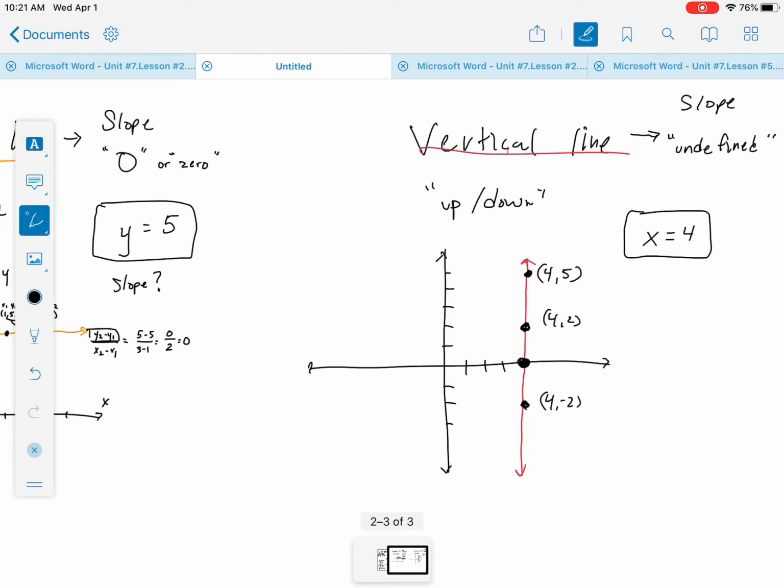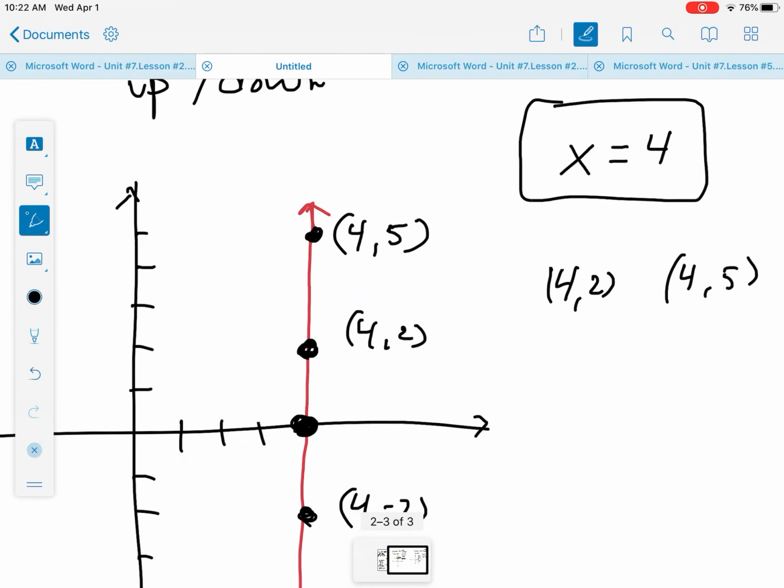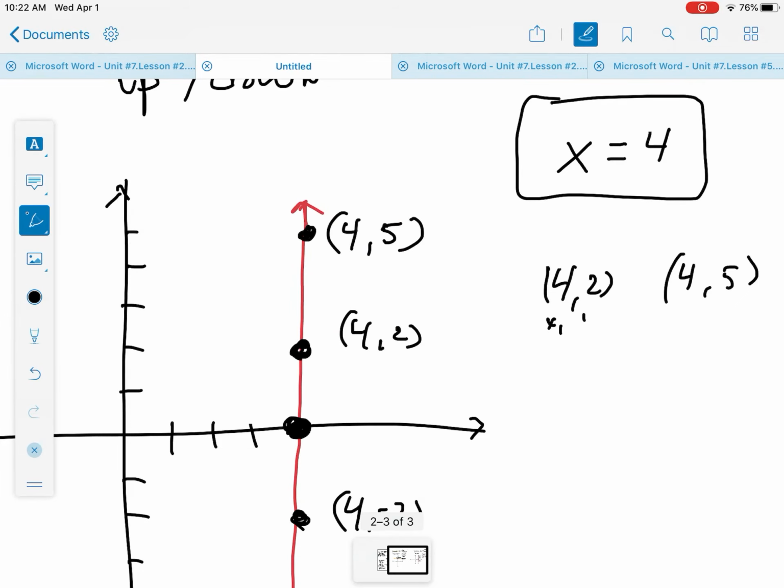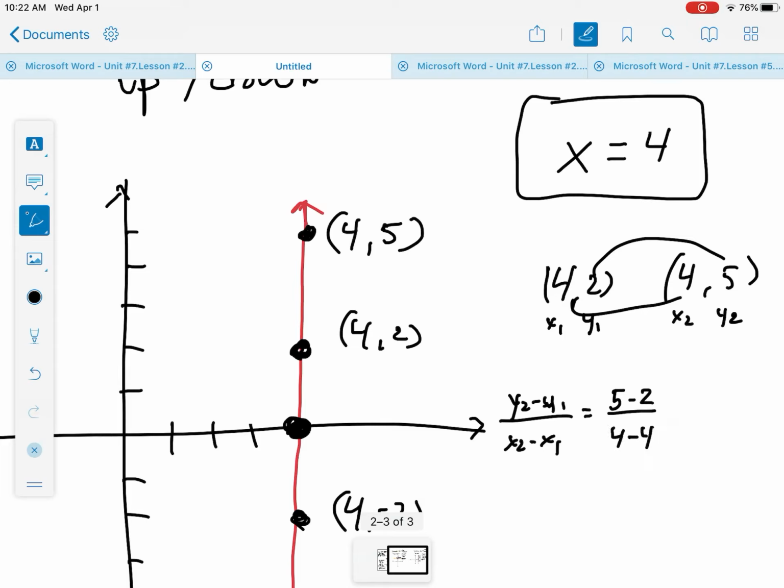We'll take two coordinates, and let's take 4, 2 and 4, 5. We're going to subtract our y values by my x values. And I see that y2 minus y1 over x2 minus x1 gets me 5 minus 2 over 4 minus 4. And 5 minus 2 is 3. And 4 minus 4 is 0. There's my run of 0.